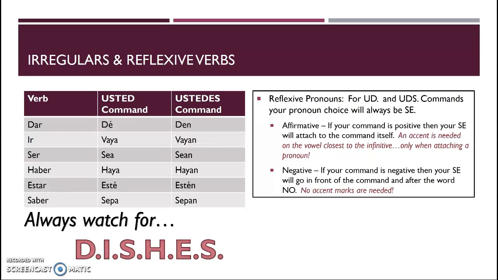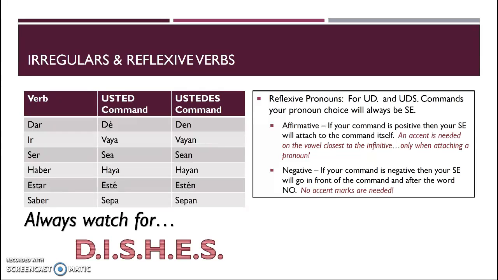So the irregular forms of dar, based on whether it's singular or plural, USTED command or USTEDES command, dé, den. Notice the accent mark for the USTED. Ir goes to vaya, vayan. Ser becomes sea, sean. Haber becomes haya, hayan. Estar becomes esté, estén. And saber becomes sepa, sepan.